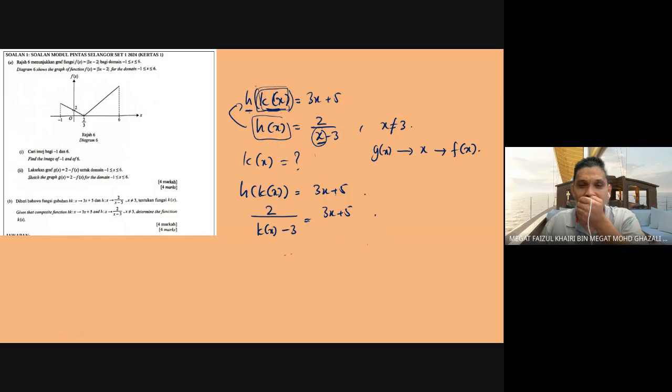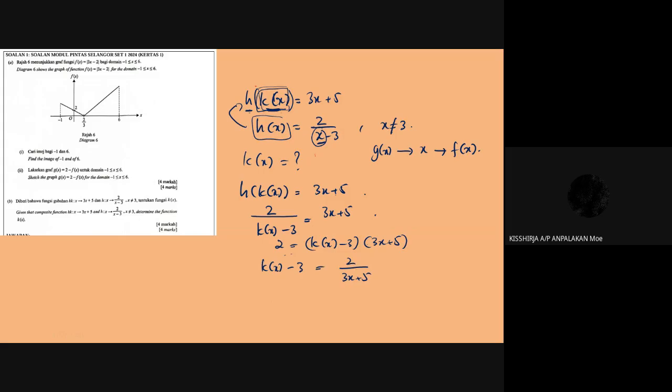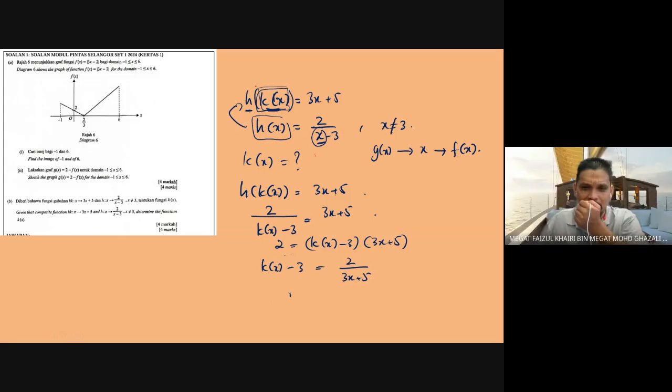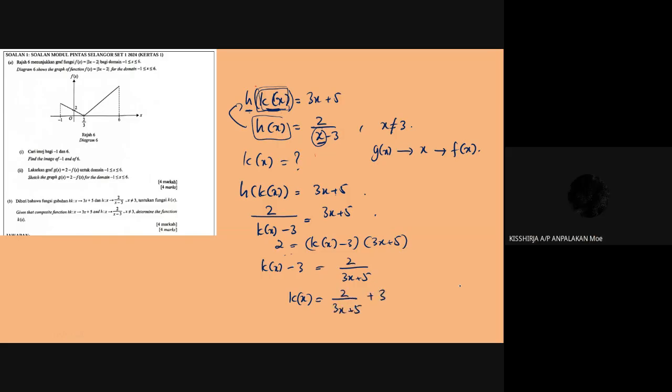So from here, because it's an equation, we cross multiply and get k(x) minus 3 times 3x plus 5 equal to 2. Okay, and then k(x) minus 3 equal to 2 divided by 3x plus 5. Plus 3. And then k(x) equal to 2 divided by 3x plus 5, plus 3. Okay, this to the side.